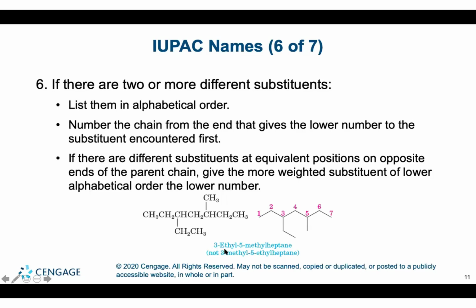So when we number, we start numbering from the side where I reach the branch that has a lower alphabetical order. So I start numbering from the left. Of course, it's going to be the longest chain, 7. I have 7 here.